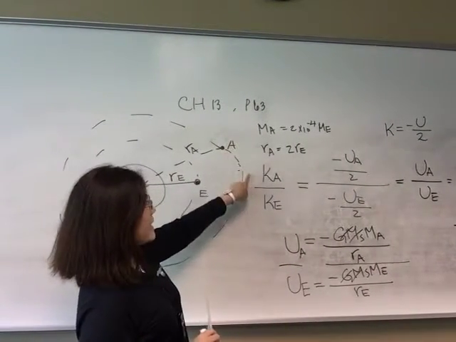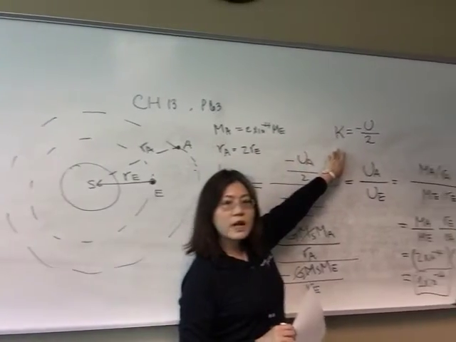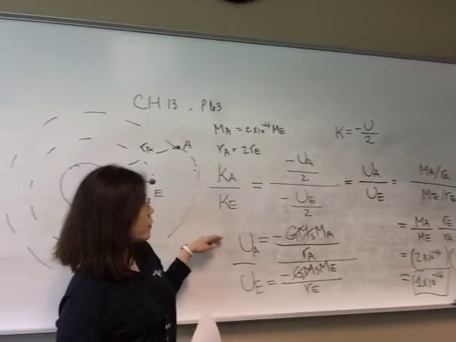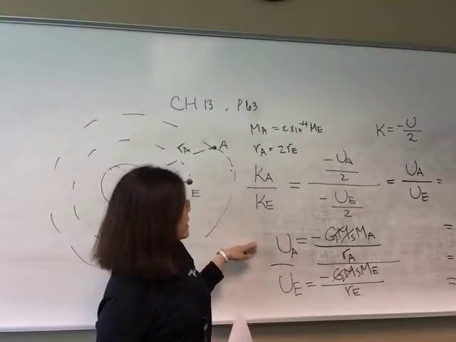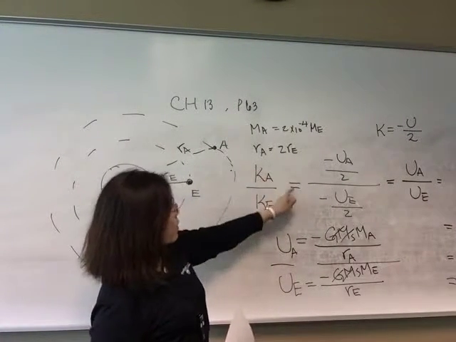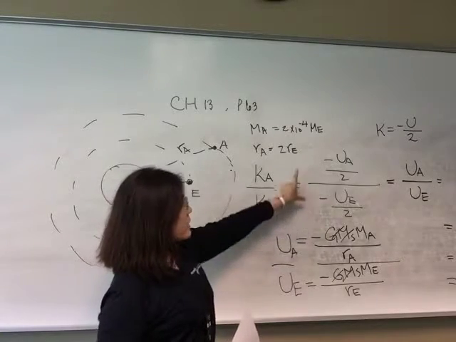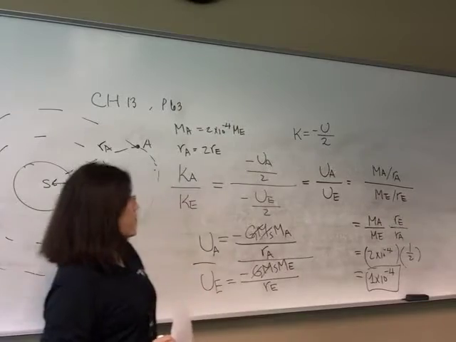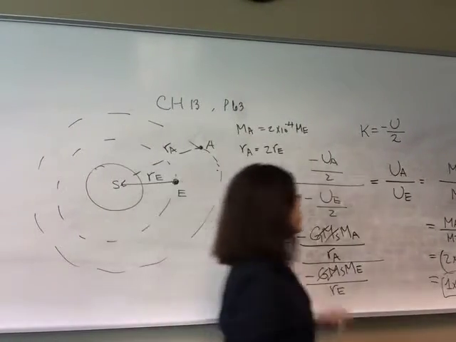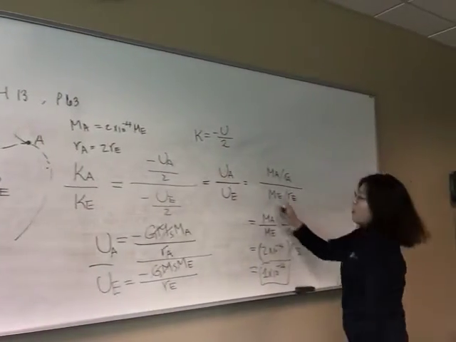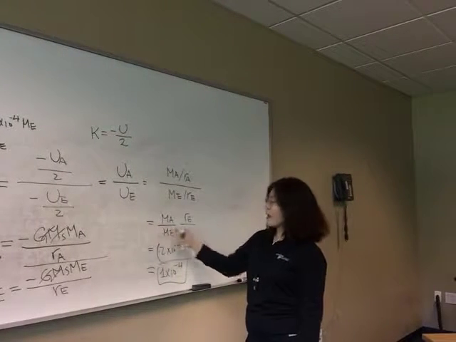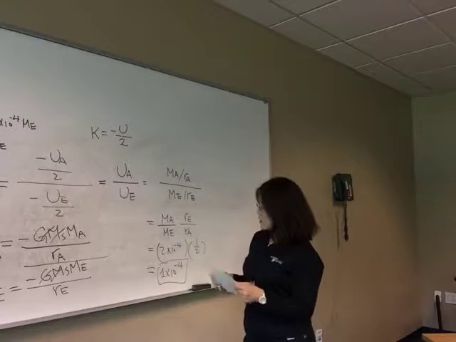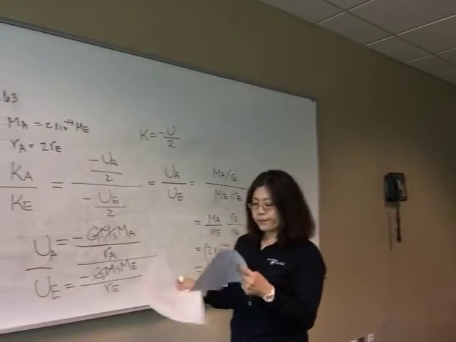First of all, the kinetic energy has this expression that's 1/2 U, and your U has this expression GMm over the distance. So this is basically just set up the equation, plug in what you have, and then reorganize it so that it becomes just the ratio of the mass times the inverse ratio of the radius, and you get 1 times 10 to the negative 4th.